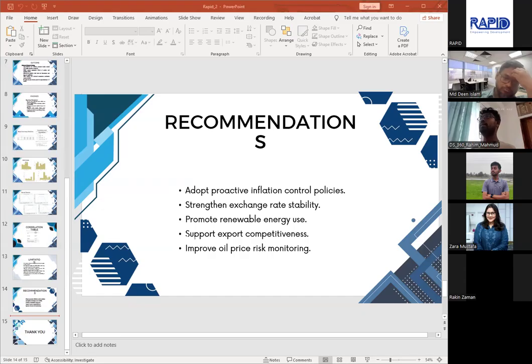Third, the government should encourage investment in renewable and alternative energy sources to reduce dependence on imported oil. And fourth, export-oriented industries should receive appropriate support during periods of high energy costs to maintain international competitiveness. Finally, policymakers should develop an effective oil price monitoring and forecasting system so that timely policy actions can be taken before external shocks significantly affect the economy.